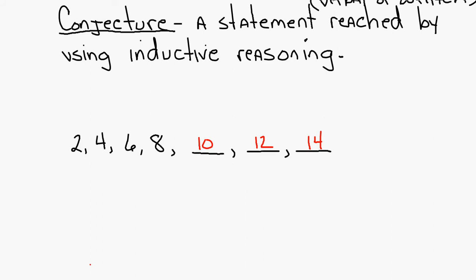So if you're asked to use inductive reasoning to make a conjecture about the numbers in a pattern, all you're doing is looking at the terms that are given, thinking about the pattern, and then making a statement as to what the next 3 terms will be. Everybody okay with that? Very good.